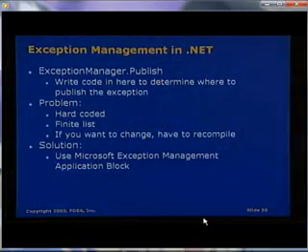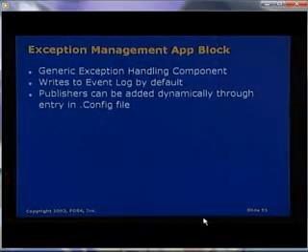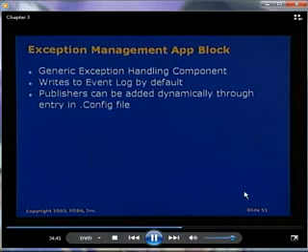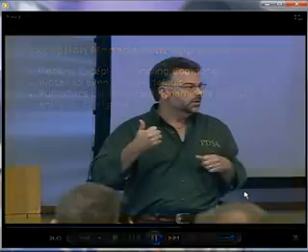Well, Microsoft realized that there's a lot of shortcomings there, so they created this exception management application block that we're going to take a look at. What this is, is a generic exception handling component that writes to the event log by default. The publishers, inside of the configuration file, can be added dynamically. You add them through entries in your config file. That's the idea here. They give you a default one, which is write to the event log. Then you can add on whatever you want additionally, very dynamically. And I'll show you how to do that.